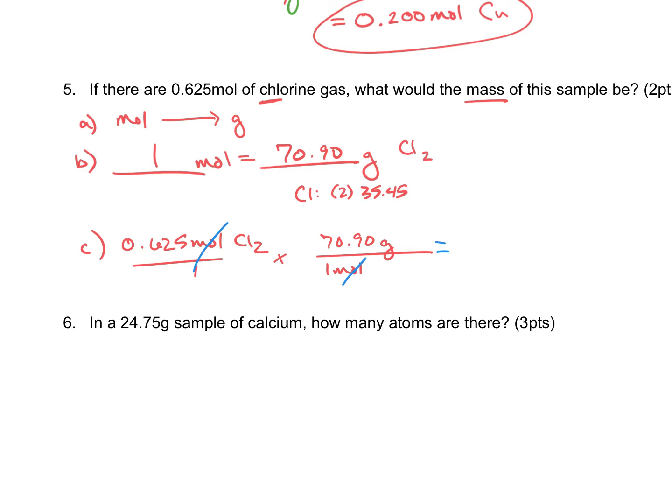So 70.9 times 0.625 is 44.3125. Our number starts with 3 significant figures, so our final answer should round based on the number after that. So that means that the final mass of 0.625 moles would be 44.3 grams of chlorine.